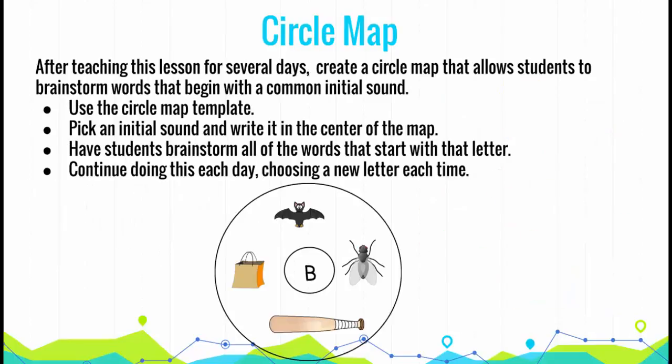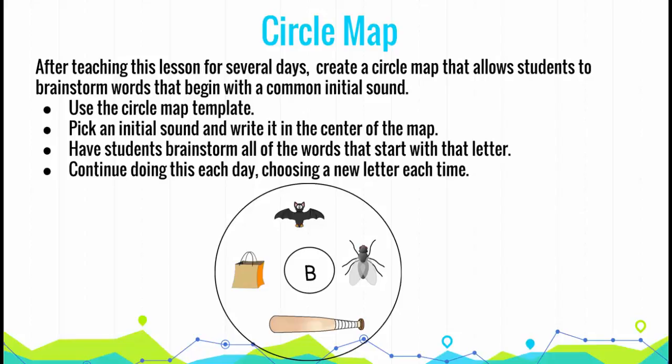After students have shown an understanding of this concept, extend the lesson with a circle map. A circle map is used to brainstorm ideas about a certain topic. In this case, it will be used to brainstorm words that begin with a particular letter. There is a circle map template located in the lesson plan in Edify.